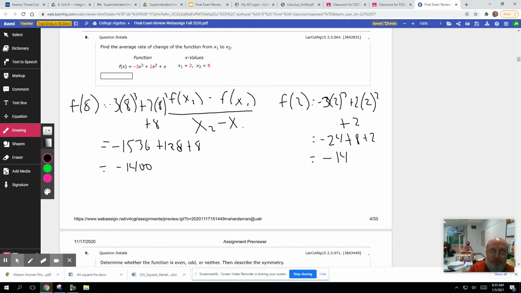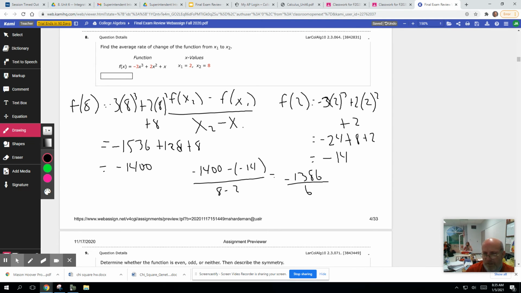So we're going to do f(x2) minus f(x1). So that's going to be negative 1400 minus negative 14, divided by x2 minus x1, which is 8 minus 2. Negative 1400 plus 14 is going to be negative 1386 divided by 6.